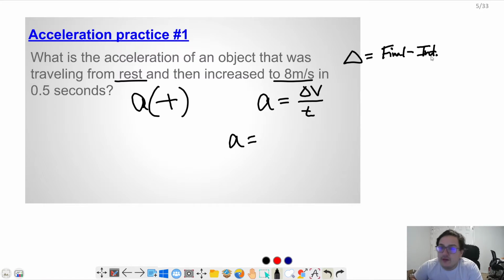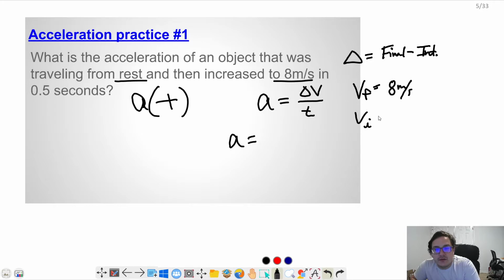Always, always, always. I don't care if you're looking at temperature, velocity, acceleration, or even displacement. It's always going to be final minus initial. So what's our final velocity here? That's going to be 8 meters per second.